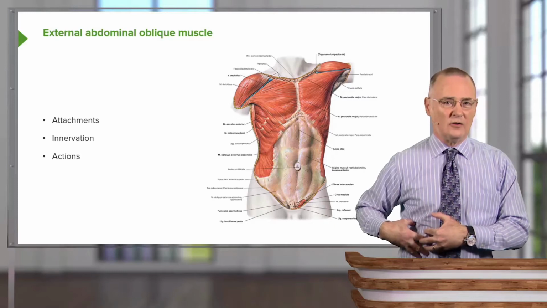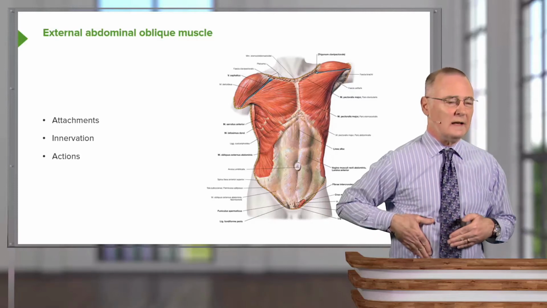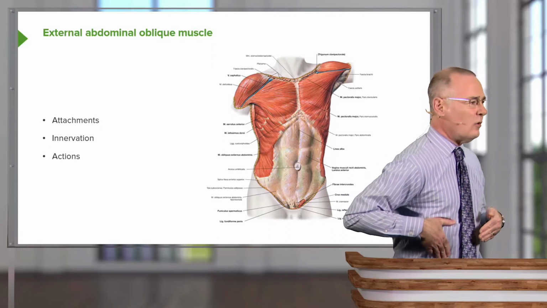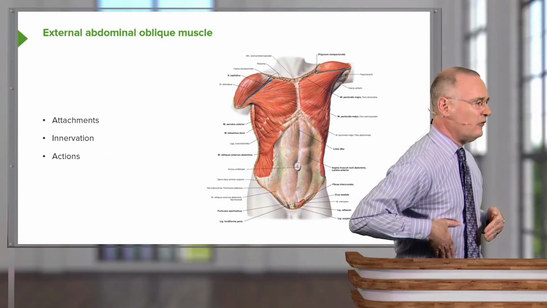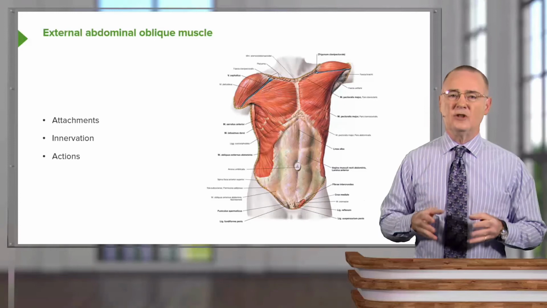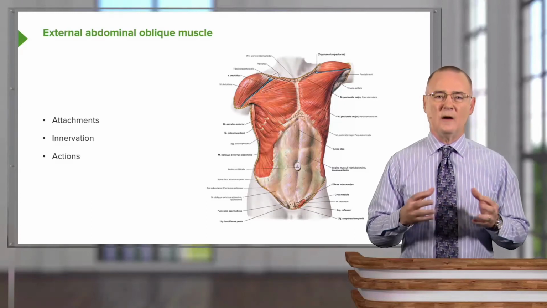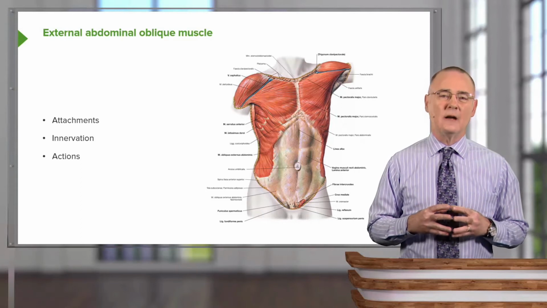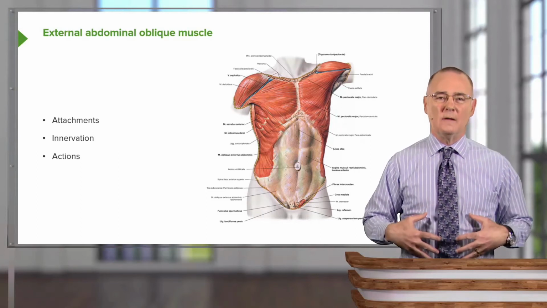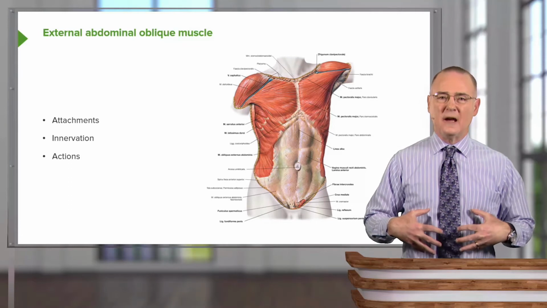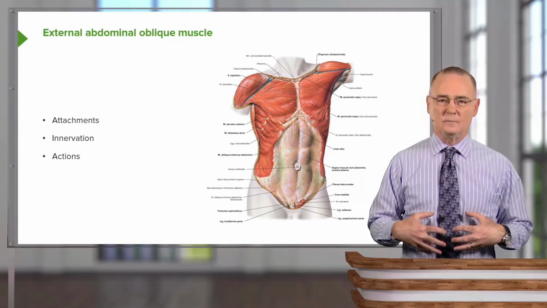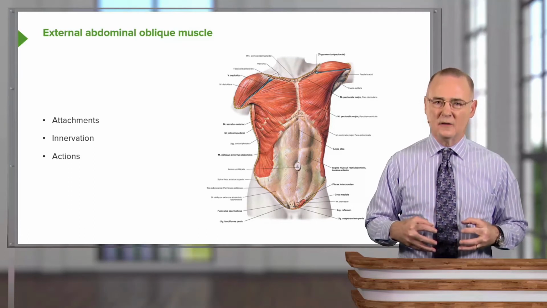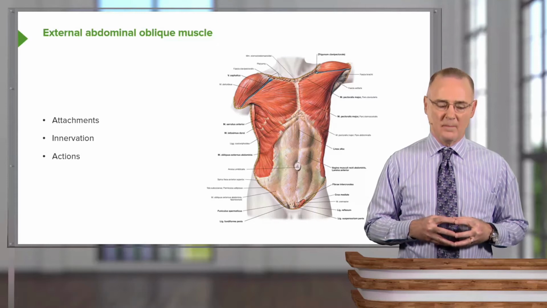If it's the right one contracting, it will rotate your right anterior abdominal wall toward the left side of your body, like so. In addition, the rectus abdominis, as well as the other two flat muscles of the anterolateral abdominal wall, will help to compress the abdominal viscera, as well as protect the abdominal viscera.